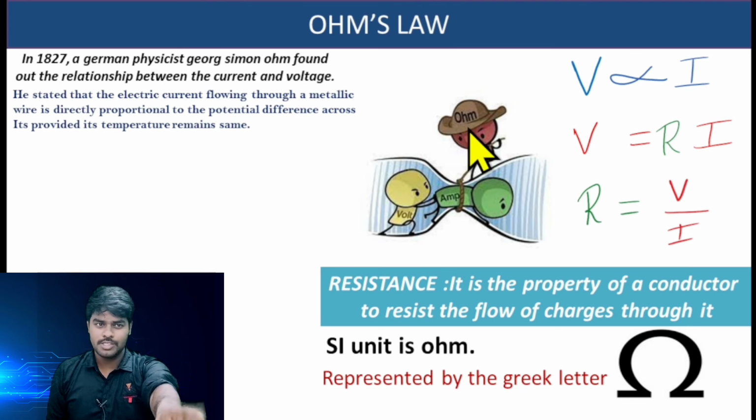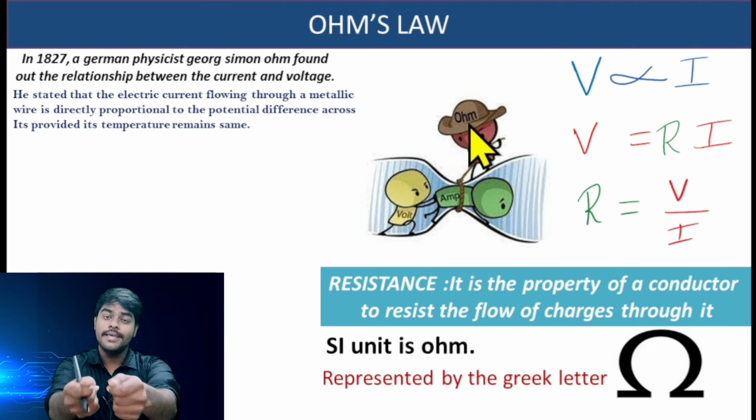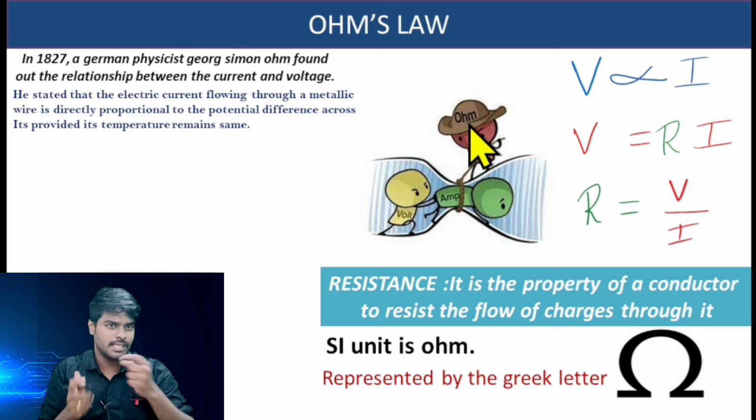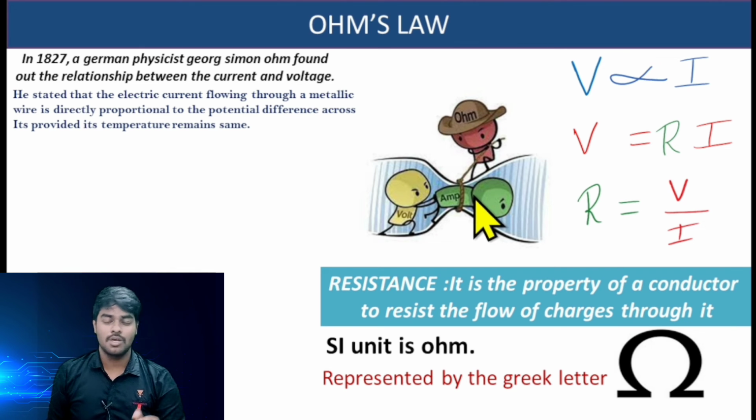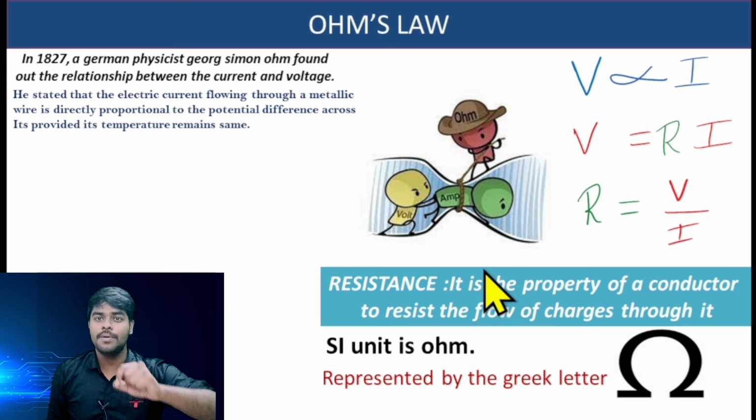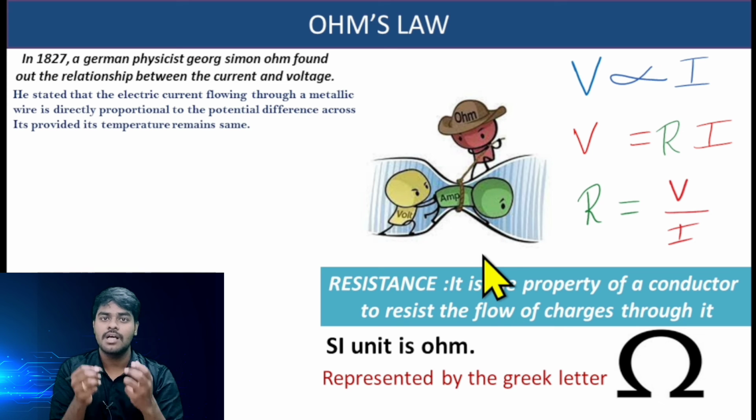What is he doing? He is opposing the current. He is pushing back the current, right? I think you see it clearly. What is the meaning of resistance? It resists the flow of current. Simply, it is called resistance. So resistance is a property of a conductor to resist the flow of charges. I think you get it.